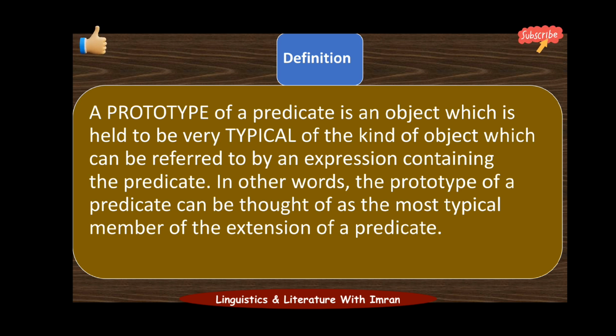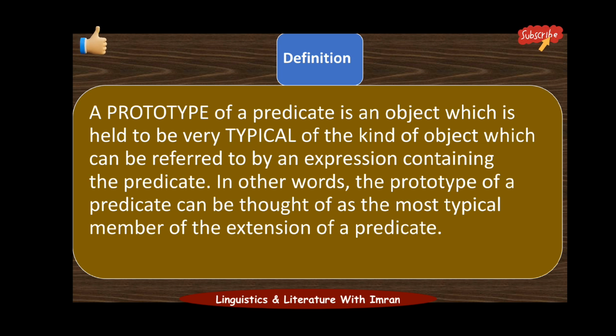So the prototype varies from culture to culture, society to society, area to area, geography to geography. Because the prototype of a tree for me in Pakistan would be different from that of a person who lives in Saudi Arabia or in Middle East countries, because a typical tree in Middle East countries would be different than a typical tree in Pakistan, or in India, or in America. So it varies from culture to culture and geography to geography.